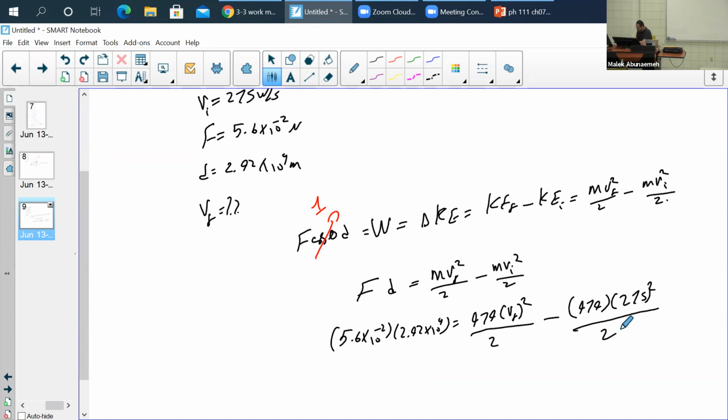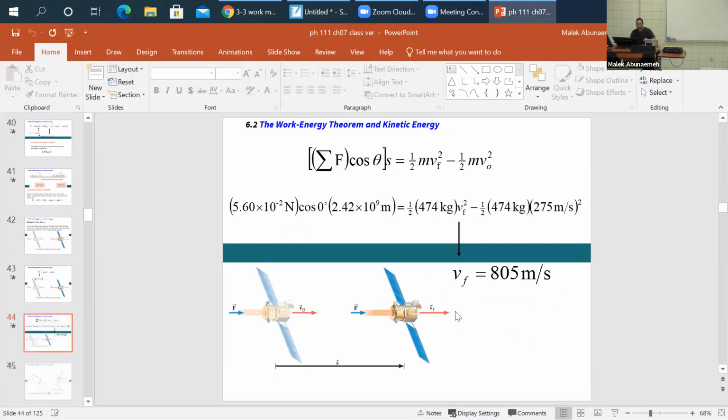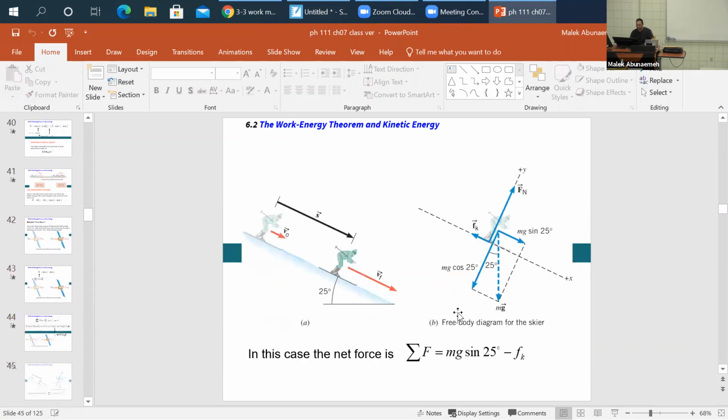So your final velocity should equal close to 805 meters per second. Let's see if our answer is correct. Yep, we are good to go.